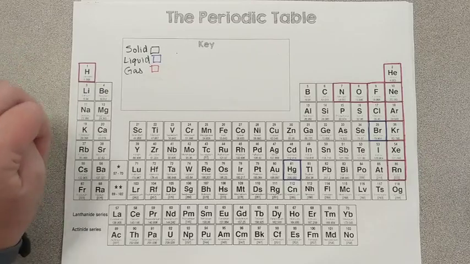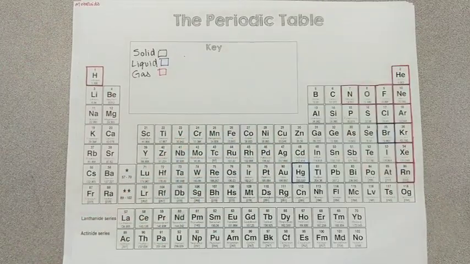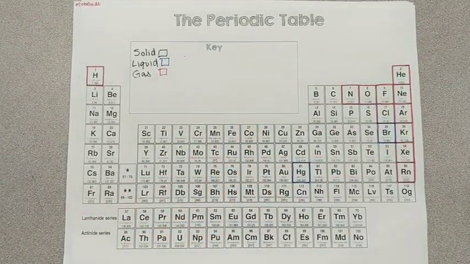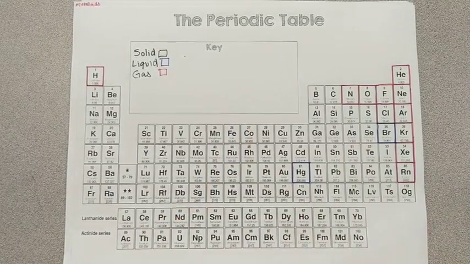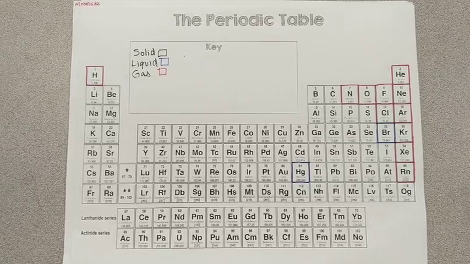So we do have a couple gases. Those are going to be hydrogen, all of our noble gases over here, and then nitrogen, oxygen, fluorine, and chlorine are gases as well. So you're going to outline those in red. You're going to leave your solids alone because there's really no need to outline basically everything on the periodic table. Along with solids and gases, we do have 2 liquids as well.